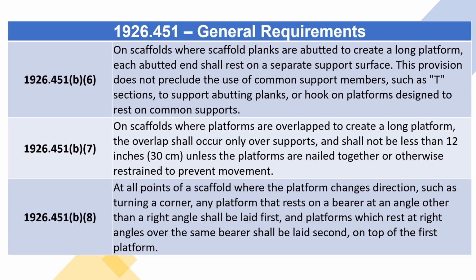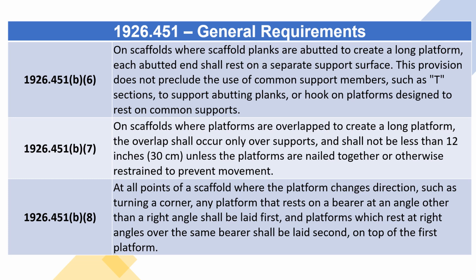1926.451(b)(7): On scaffolds where platforms are overlapped to create a long platform, the overlap shall occur only over supports, and shall not be less than 12 inches (30 centimeters) unless the platforms are nailed together or otherwise restrained to prevent movement.